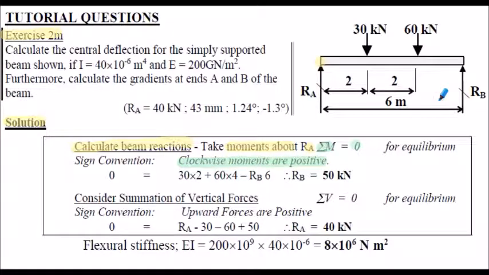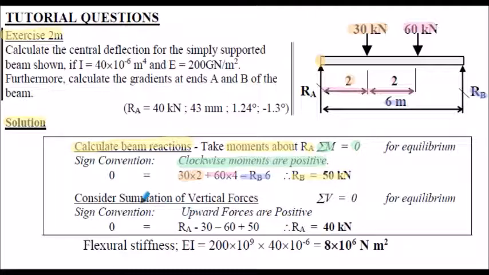So taking moments about point A, clockwise moments we've got 30 kilonewtons multiplied by 2 meters, so that's 30 times 2. Also clockwise we've got 60 kilonewtons multiplied by 4 meters, it's 4 meters across here. And anti-clockwise we have reaction RB multiplied by 6 meters. So in our equation that will be minus RB times 6. Rearranging, RB is equal to 50 kilonewtons.